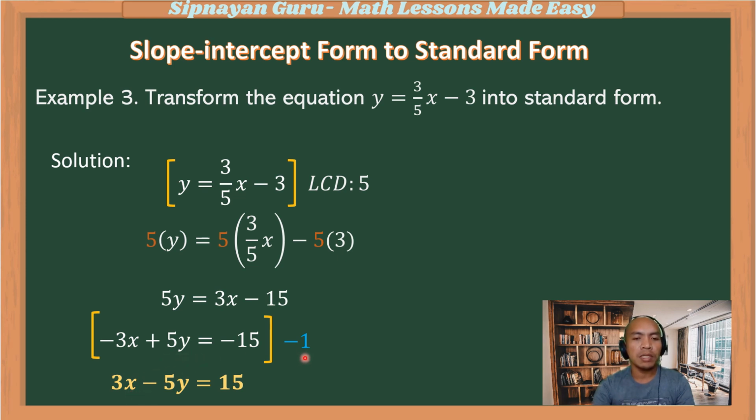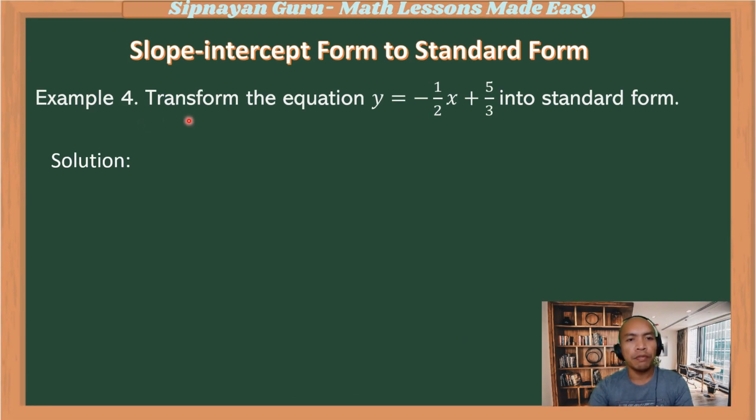Positive 5y times negative 1 is negative 5y, then positive 15. Or in other words, we just change the sign of each term. From negative to positive, from positive to negative. The reason behind this is that we multiplied the whole equation by negative 1. Now, let's have example number 4.